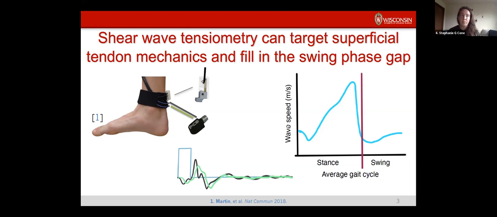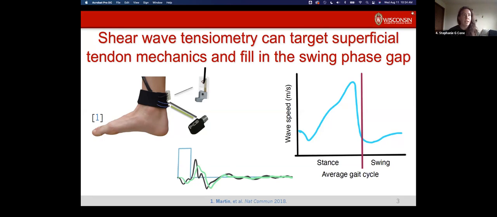This allows us to plot the shear wave speed that's going directly through the tendon across the entirety of a gait cycle in this instance, gathering data both for the stance and swing phases. To date, this has been done with impulsive taps, so just taking a single square wave either at a full 50% duty cycle or shorter.